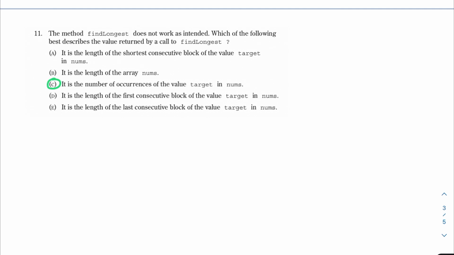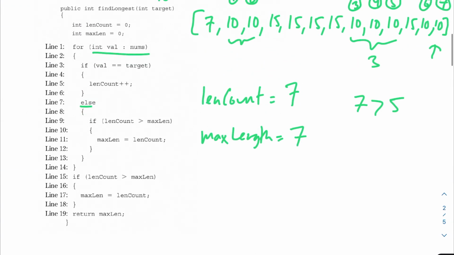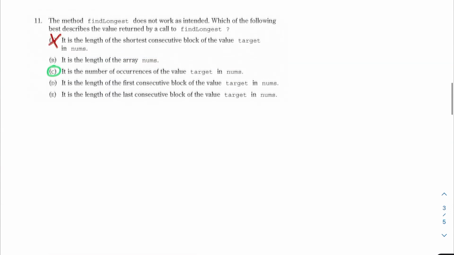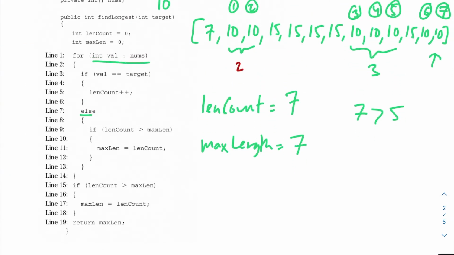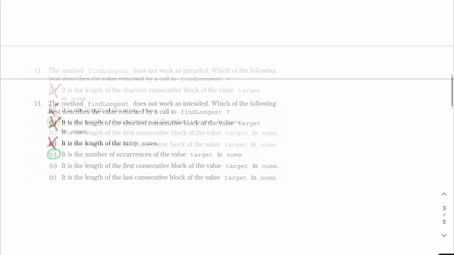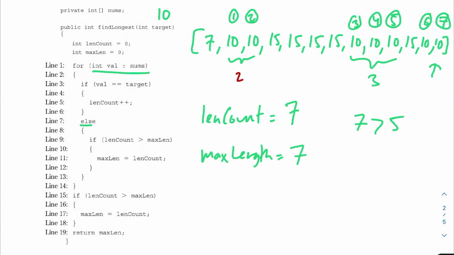Every single time we found that target, we incremented our count. It's not the length of the shortest consecutive block of the value target. This one is incorrect. If it was this, it would have been 2, I believe. Yeah. It's not the length of the array of nums. So there's 13 numbers, I think, if I counted correctly, and 13 does not equal 7, so this is not correct. It's not the length of the first consecutive block of the value target in nums. That would be that 2 again. It is also not the last block, which would also be 2.